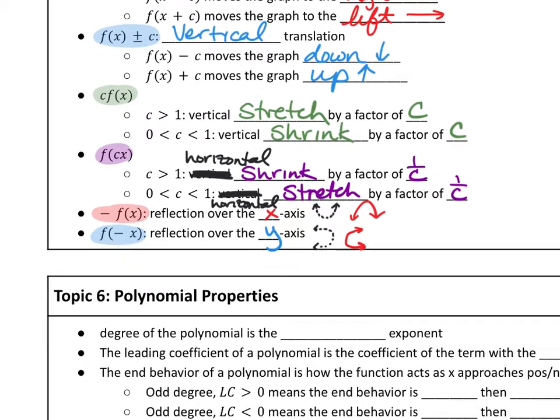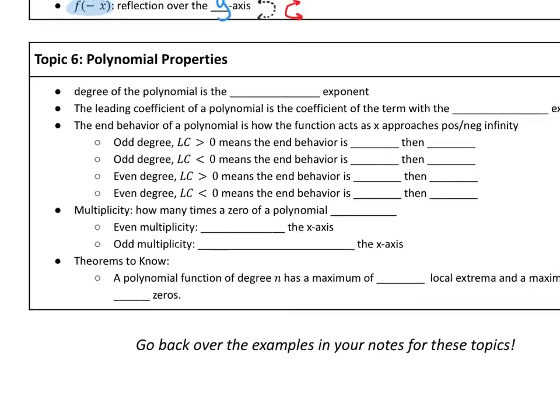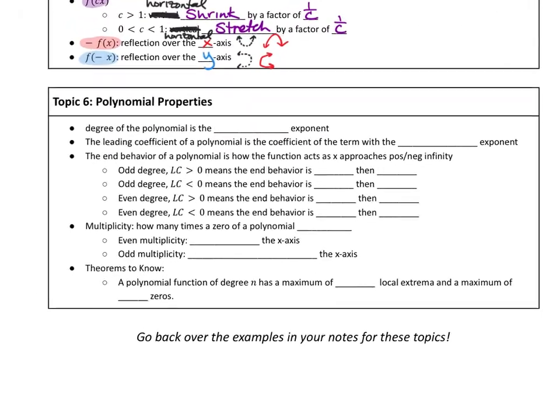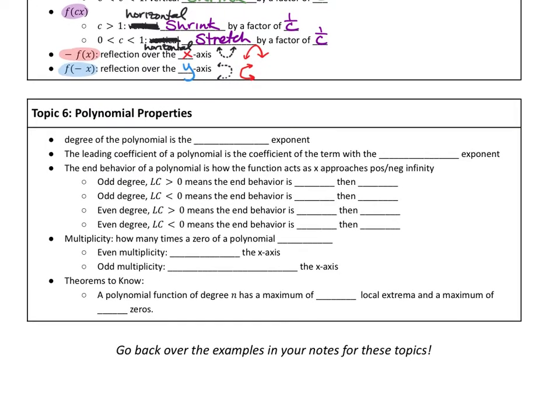The next couple topics start to tap into polynomials. So we have a good amount of properties for polynomials that we need to go back over. The first is that the degree of a polynomial is the largest exponent. And the leading coefficient of a polynomial is the coefficient of the term with the largest exponent. So you're looking for what the highest exponent is, and then the coefficient of that particular term is the leading coefficient. And those two things, the degree and the leading coefficient, are all I need to be able to talk about end behavior of the polynomial.